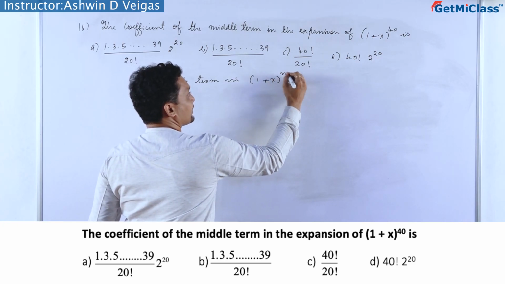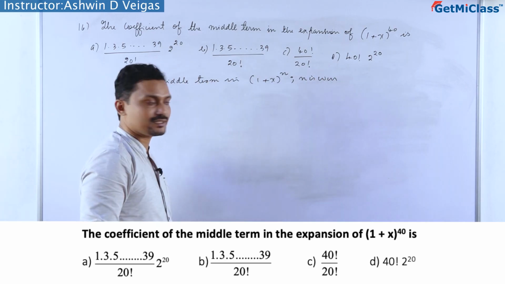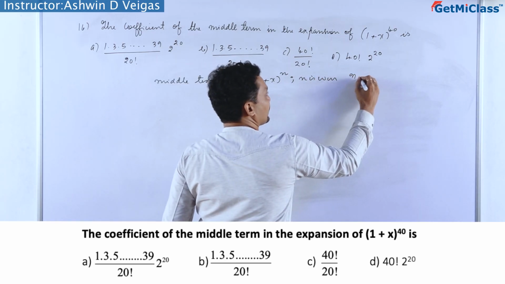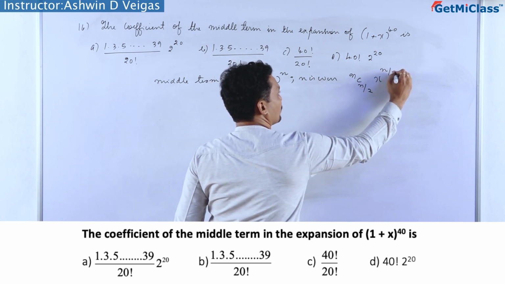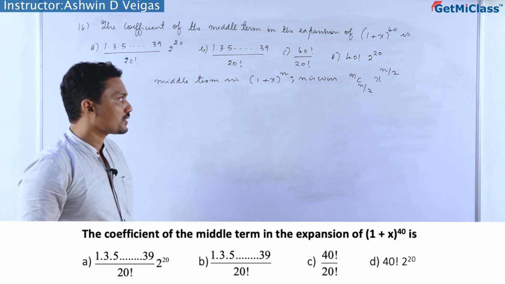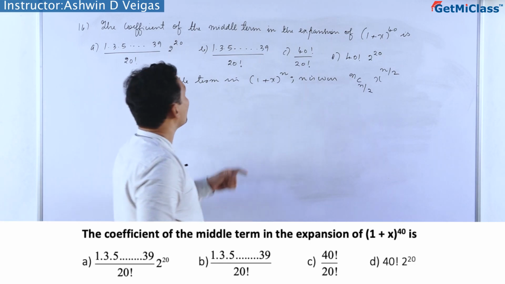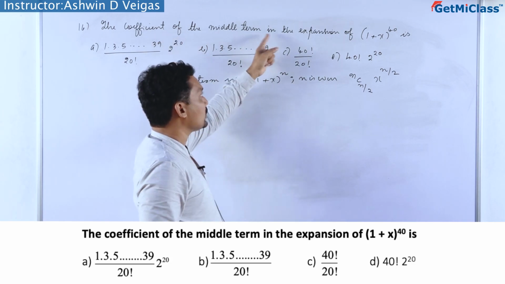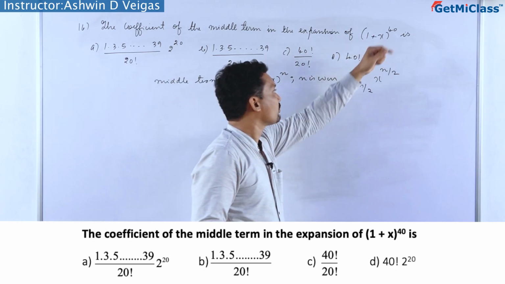when n is even, that is very important, when n is even, is given by nC(n/2) x^(n/2). So, this is the shortcut. Here you can write the middle term immediately using this shortcut. Now, they are asking what is the coefficient of the middle term, or it is as good as asking for the middle term in (1 + x)^40.